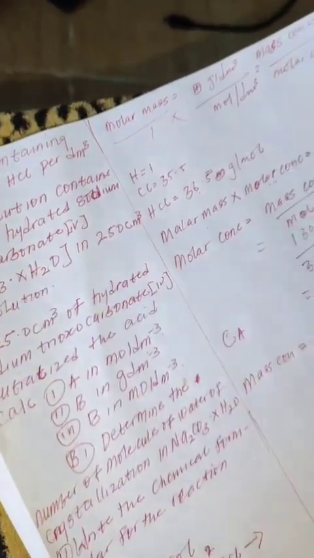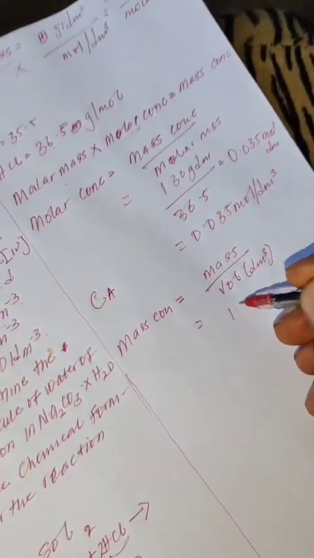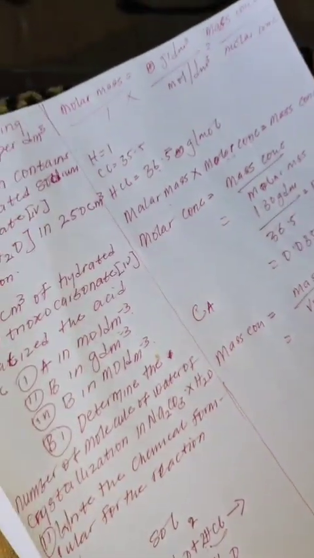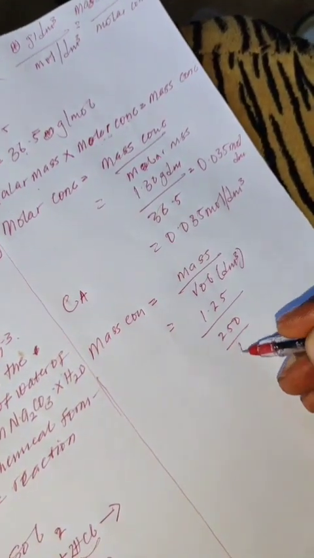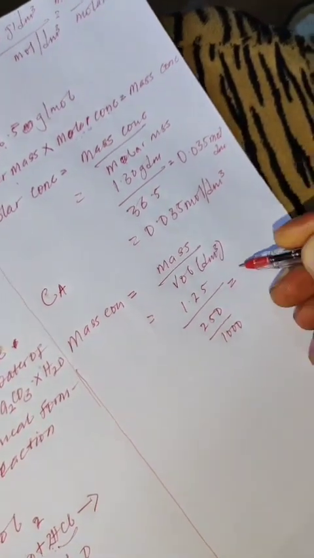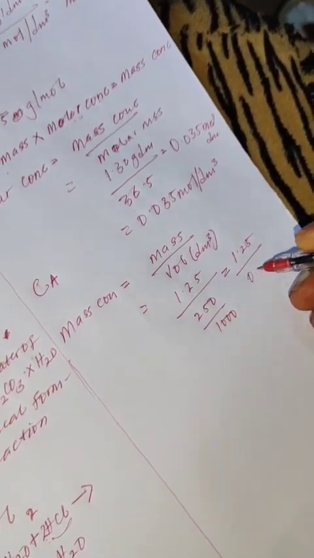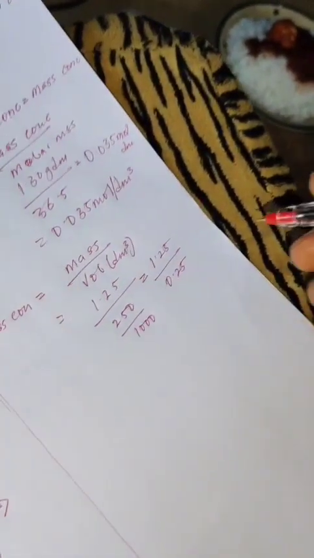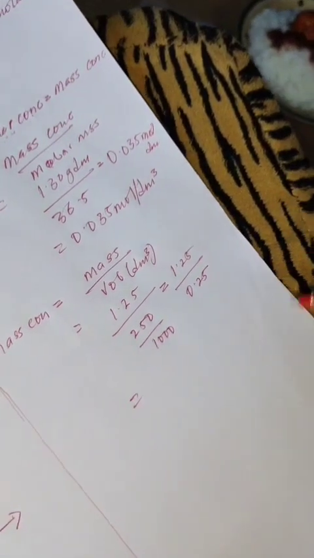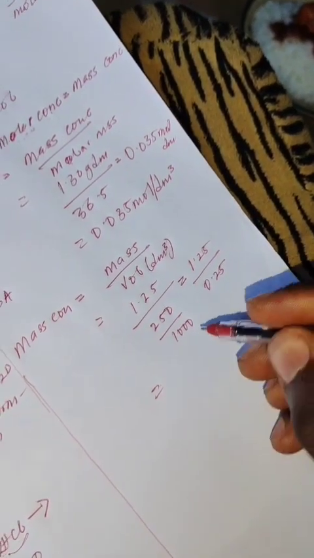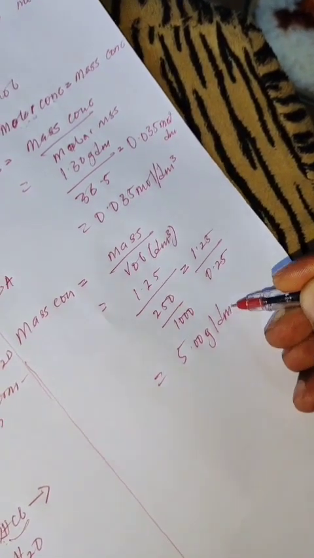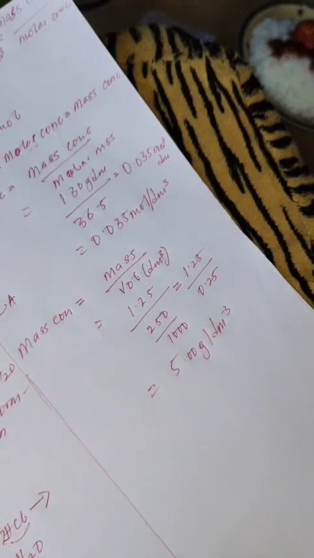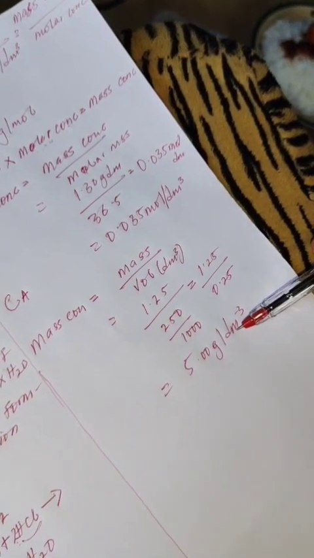Now, to get that, what is the mass? We're told the mass was 1.25, divided by the volume. The volume was given to us as 250. Don't forget, this volume is in cm³, so we divide it by 1000 to have dm³. If you do that, we have 1.25 divided by 0.25, and if you divide further, our answer is 5.00 gram per dm³.